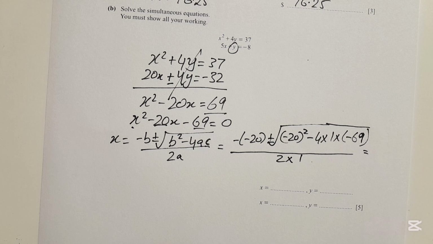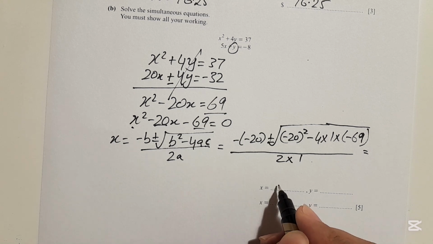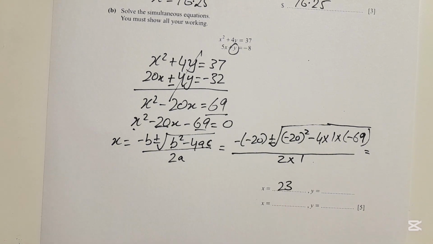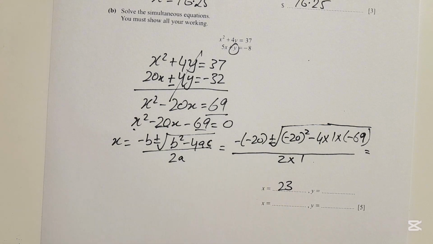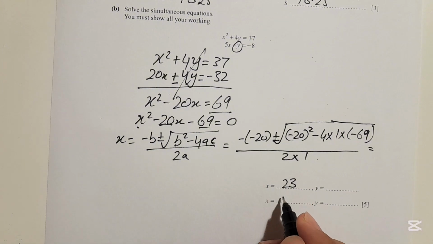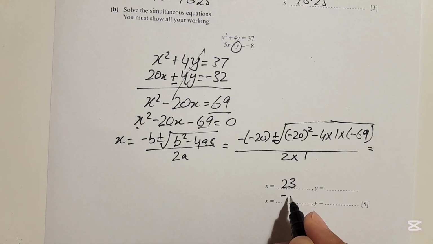So 20 plus the square root of 20 squared minus 4 times 1 times minus 69, divided by 2, that will be 23. So first is 23, then we will do it with the minus value before the square root. Here first we used the plus, now we will use the minus. So this will be minus 3. So the first value is plus 23 and the second is minus 3.